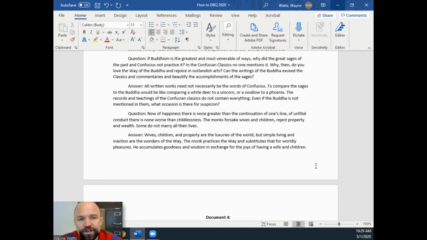Answer: all written works need not necessarily be the words of Confucius. To compare the sages to Buddha would be like comparing a white deer to a unicorn or a swallow to a phoenix. The records and teachings of the Confucian classics do not contain everything. Even if the Buddha is not mentioned in them, what occasion is there for suspicion?